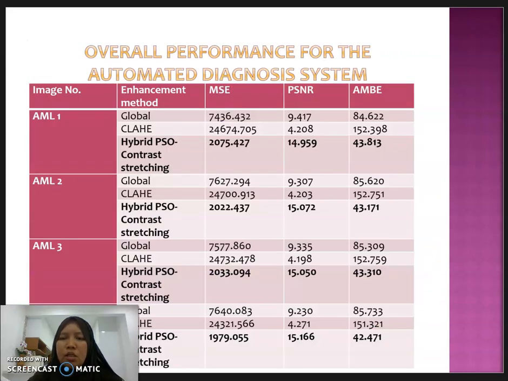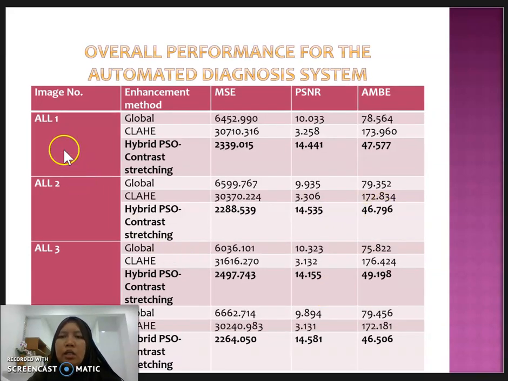So for the result, we can see that our method outperforms the standard enhancement methods, which are global and CLAHE enhancement. We get the lowest MSE, highest PSNR, and lowest AMBE. Same goes for the second AML image: we also get the lowest MSE, highest PSNR, and lowest AMBE. Same goes for the ALL image: we get the lowest MSE, highest PSNR, and lowest AMBE.